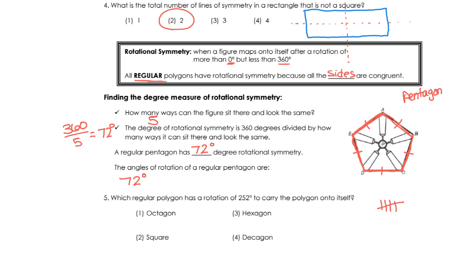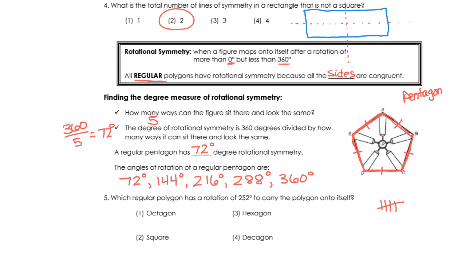So if I did 2 turns of 72, that would be 144 degrees. 3 turns of 72 would be 216 degrees. 4 turns of 72 would be 288 degrees. And 5 turns would be 360. All right, and we'll try the next one.